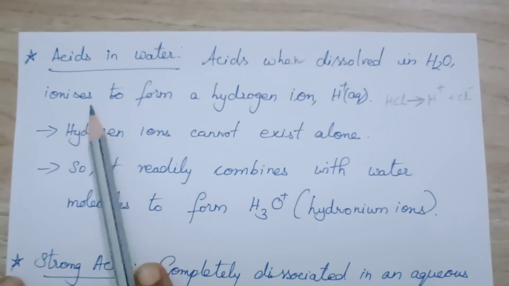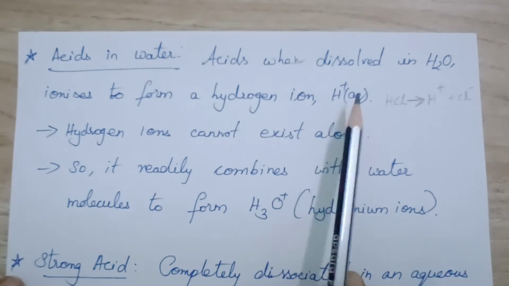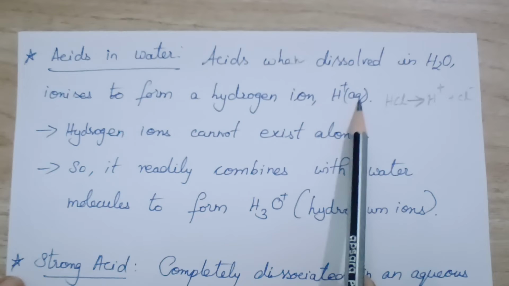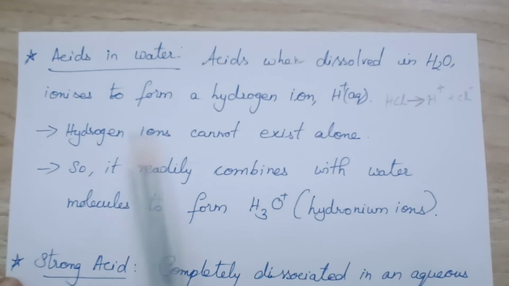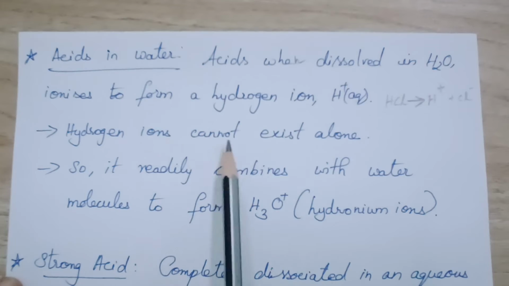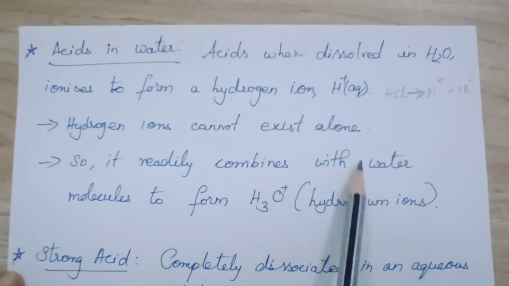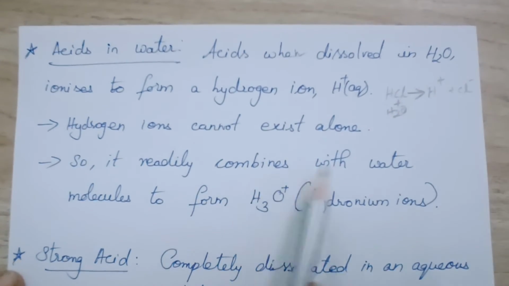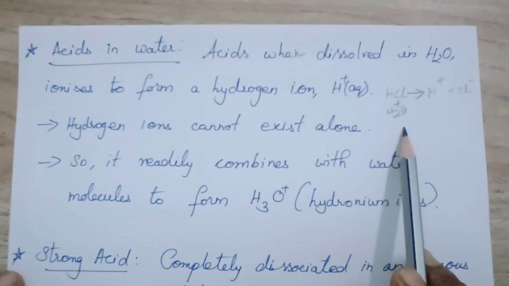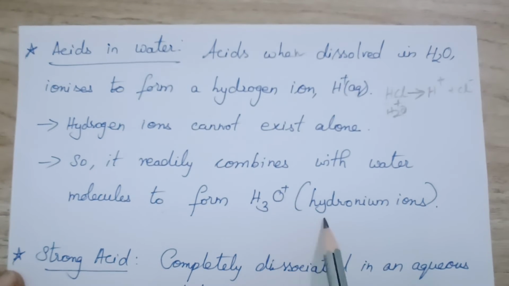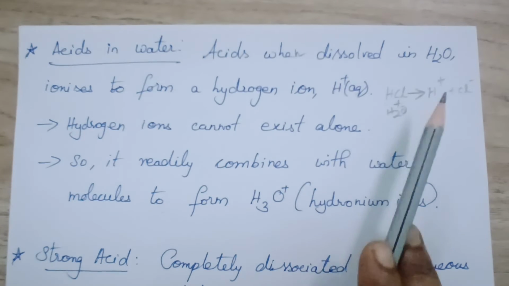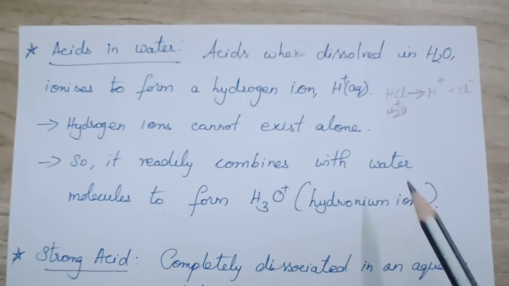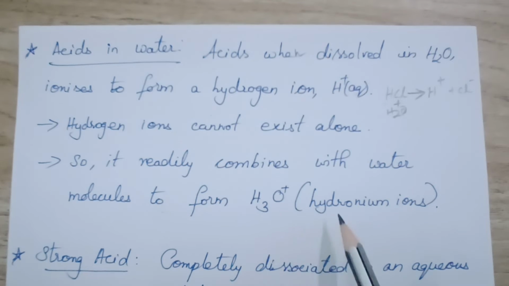Acids when dissolved in water ionize to form hydrogen ions. That's why it is written as H+ (aq), meaning in aqueous solution, in water. This hydrogen ion cannot exist alone, so it readily combines with a water molecule, because it is HCl plus water, right? It combines with H2O: H2O plus this H+ gives H3O+. This is called the hydronium ion. The H+ ion does not exist independently; it immediately combines with a water molecule to form hydronium ions.